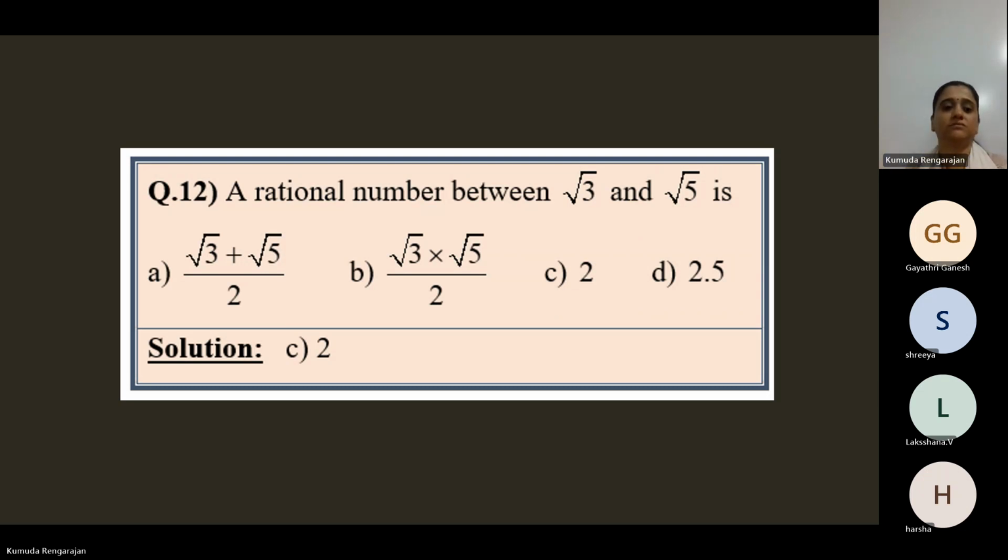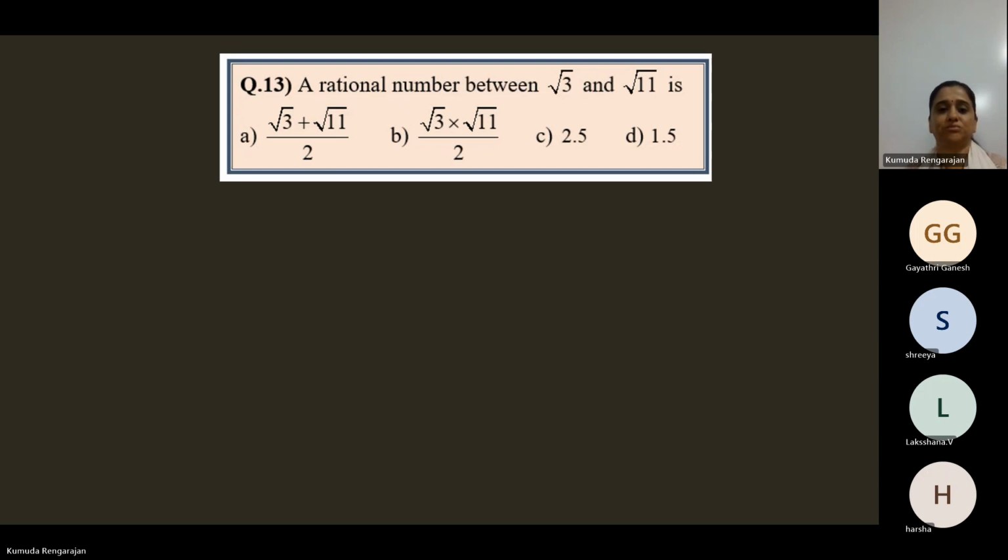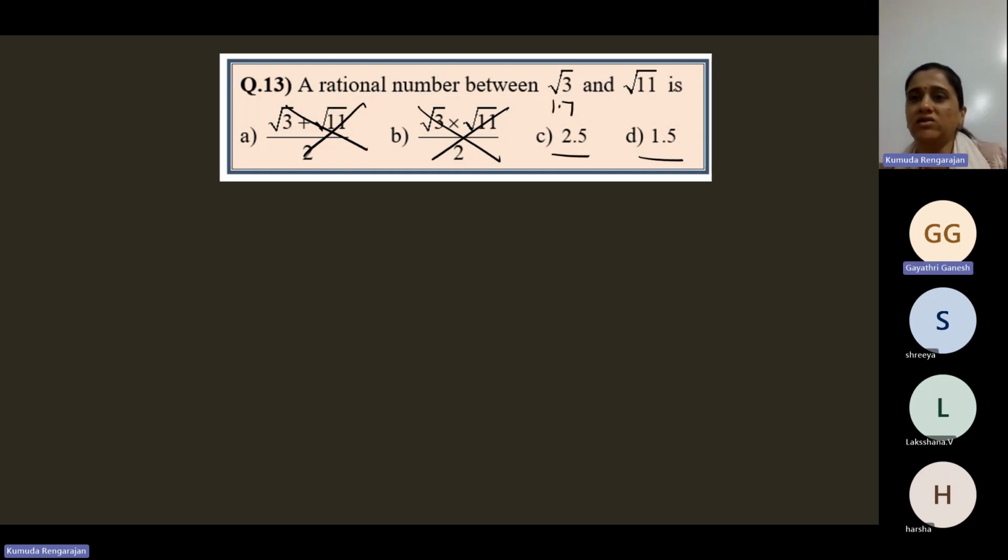We'll just answer this and wind up the session for today. A rational number between root 3 and root 11. Which of the options here will be eliminated? A and B, ma'am. A and B are gone because they are irrational. Now, between these two, what is root 3? 1.7. And what is root 11? We may not know, but it's 3 point something, because 3 threes are 9 and 4 fours are 16.